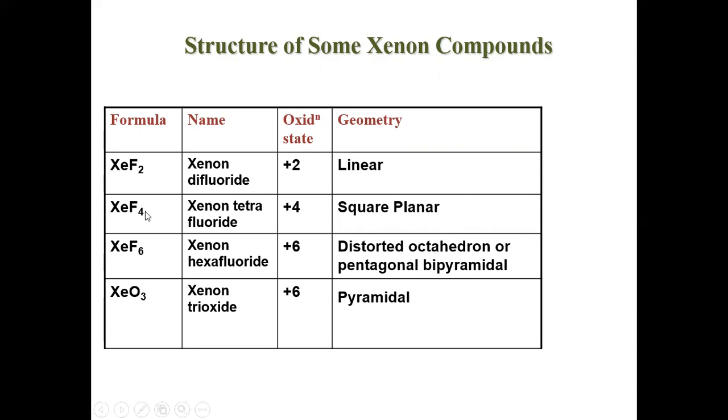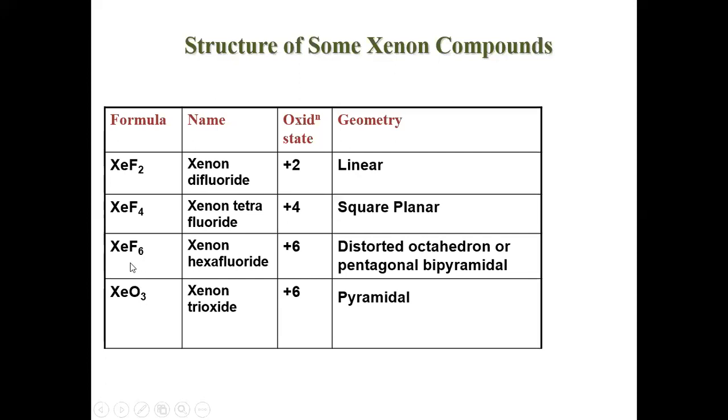Xenon is in +4 oxidation state, and the 4 bond pairs are equatorially arranged. The 2 lone pairs are axially arranged. Next, coming to the hexafluoride, the structure of xenon hexafluoride: it is sp3d3 hybridization. Xenon is in +6 oxidation state. We get distorted octahedron or pentagonal bipyramidal shape.